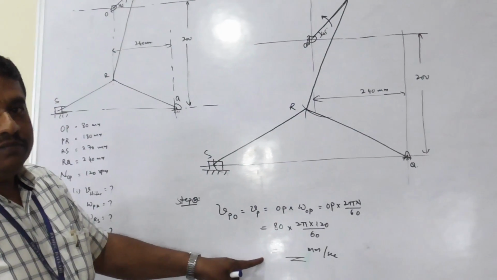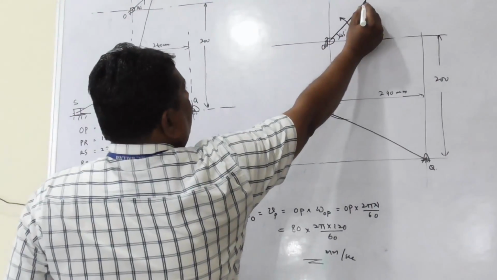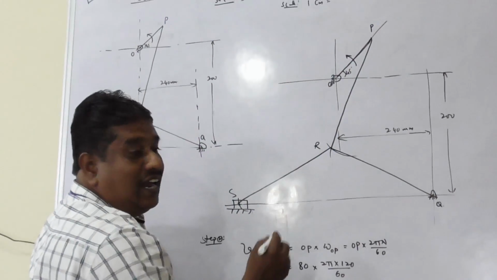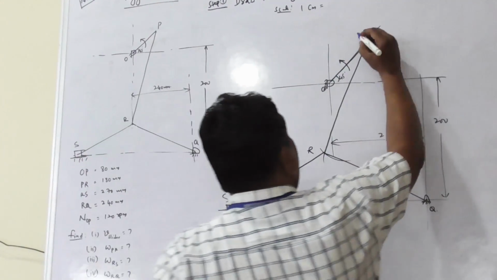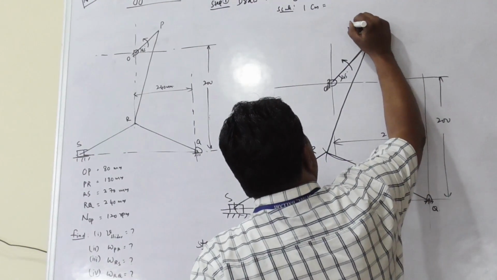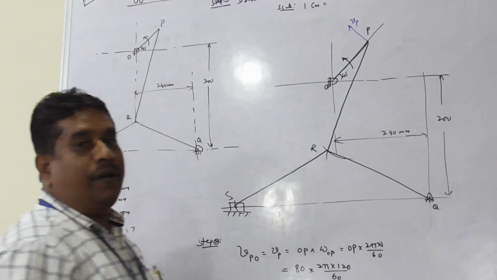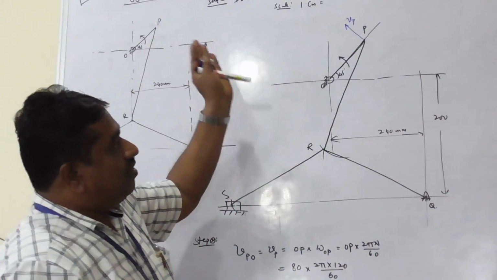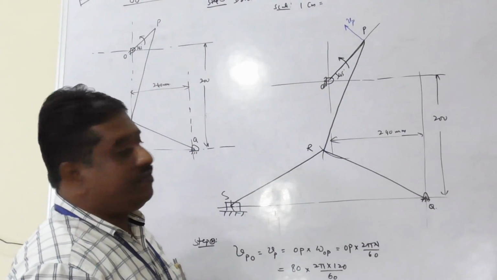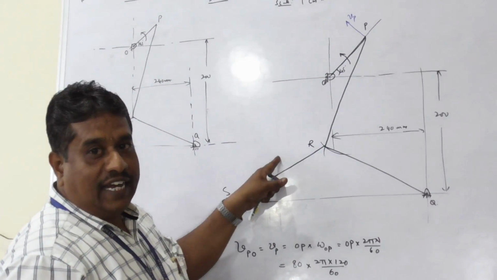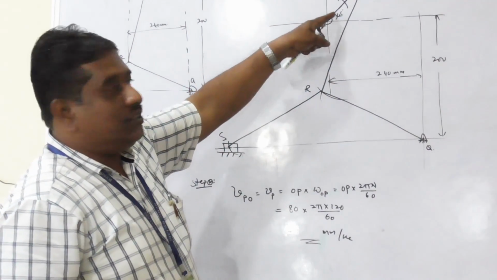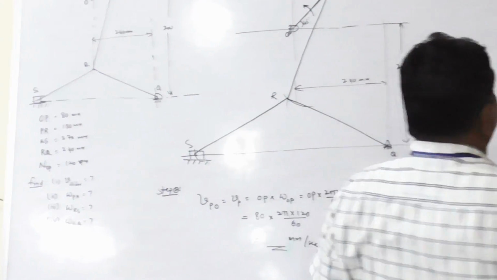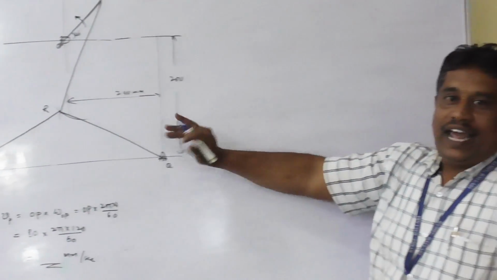This is the magnitude. But as you know, the direction of velocity of P relative to O is perpendicular to OP, in the direction of motion of the link. Therefore, in the configuration diagram, I will show the velocity of point P perpendicular to OP in the direction of motion of crank OP. With this configuration diagram and with the crank velocity, both in direction and magnitude, let us construct the velocity diagram for the toggle mechanism.